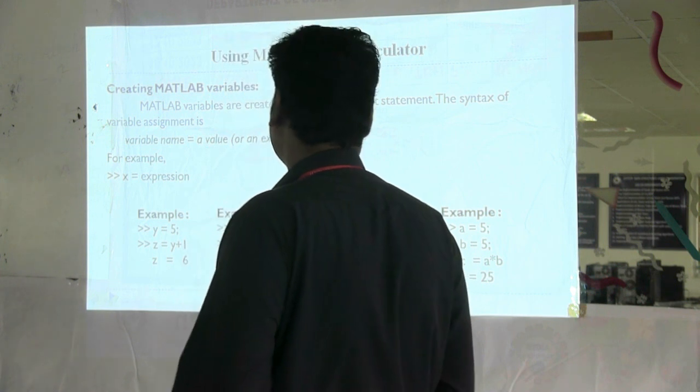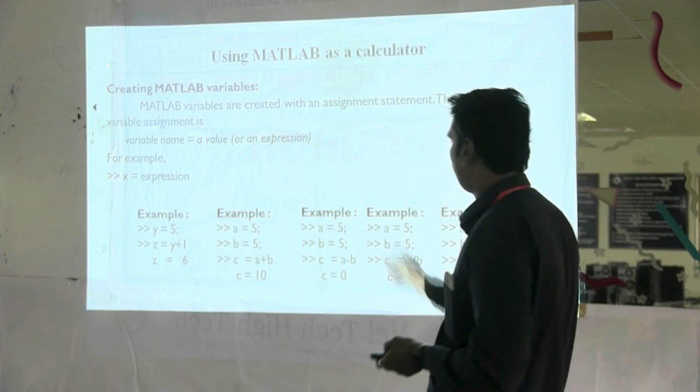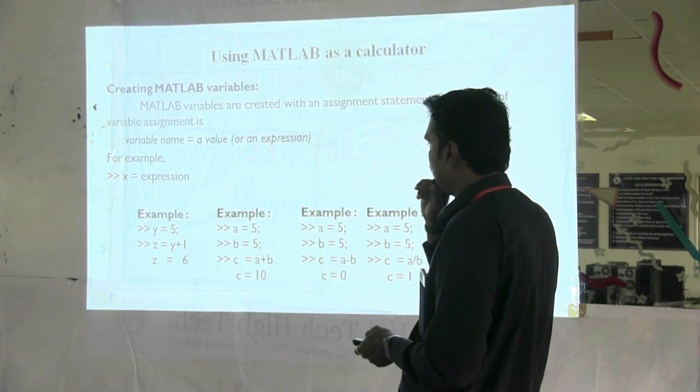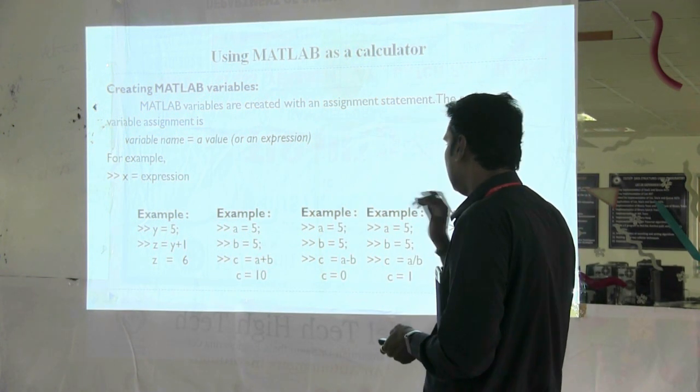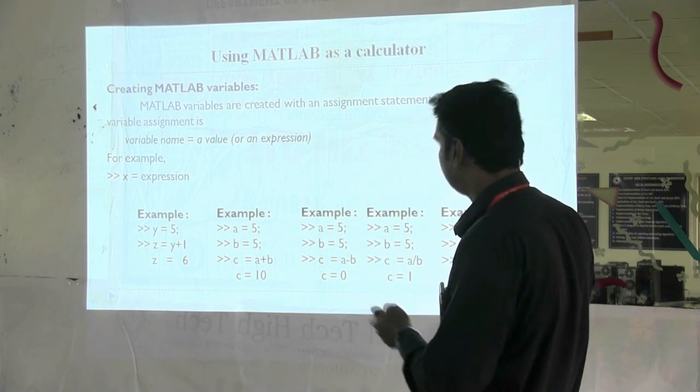This is also a given explanation with simple examples. So y equal to 5 is assigned, z equal to y plus 1 is assigned, and you can add in the value. We will show it; at example time we will try directly.